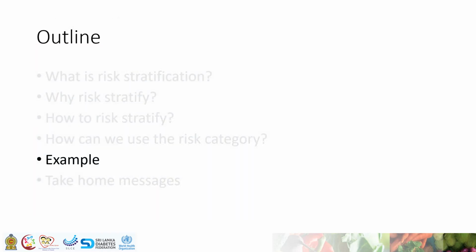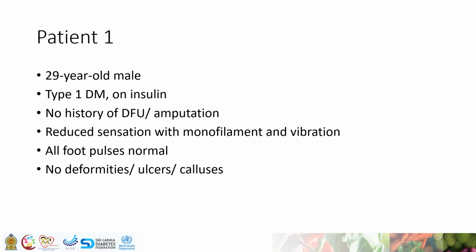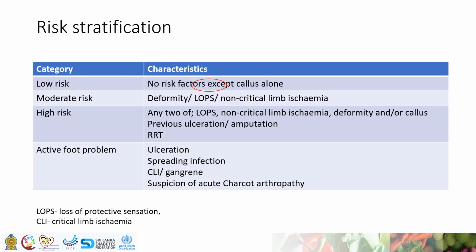We will now see how we can apply this knowledge to the patients we see in our practice. First example is a 29-year-old male with type 1 diabetes mellitus. He has LOPS and there are no other abnormalities. Based on the presence of LOPS, without other risk factors, his risk of diabetic foot ulcers is moderate.